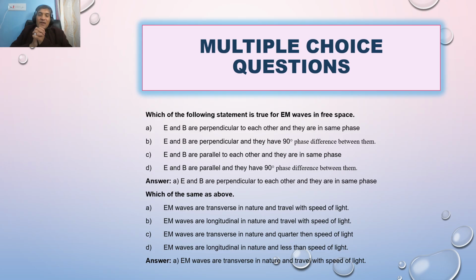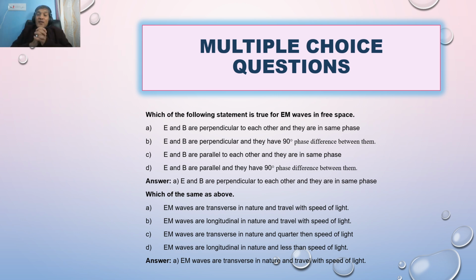Option A: E and B, where E stands for electric field and B stands for magnetic field, are perpendicular to each other and they are in the same phase. Option B: E and B are perpendicular and they have a 90-degree phase difference between them. Option C: E and B are parallel to each other and they are in the same phase. Option D: E and B are parallel and they have a 90-degree phase difference between them. The correct answer is that E and B are perpendicular to each other and they are in the same phase. Keep that in mind. The question has a very important point, free space. So the answer is true only for free space.